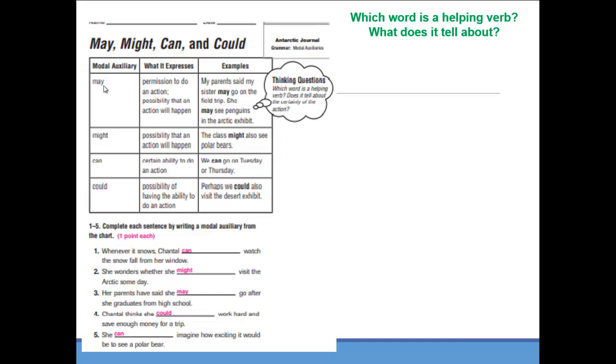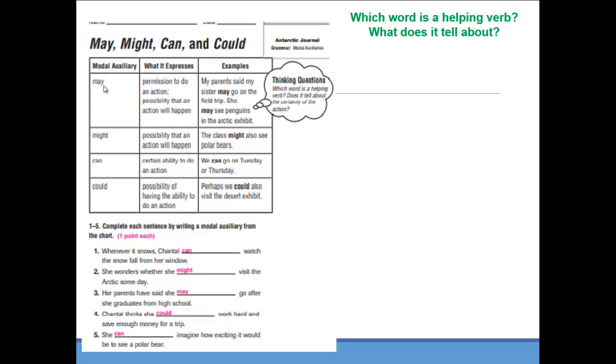Let's take a look at the helping verb. Might. What kind of helping verb is it? It's a modal auxiliary. What does it tell? It shows possibility that the action will happen. The class might see polar bears. So the action verb see, it's possible that they will see polar bears. There's a possibility that this verb will happen.